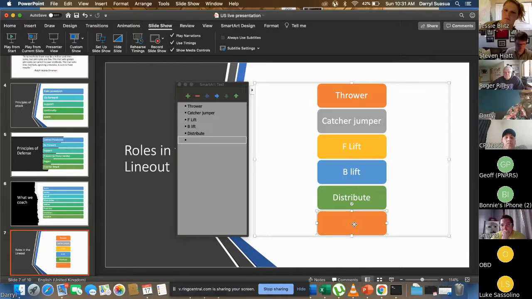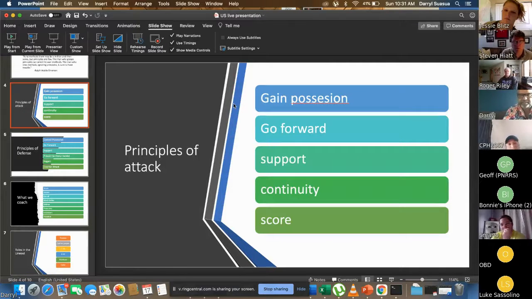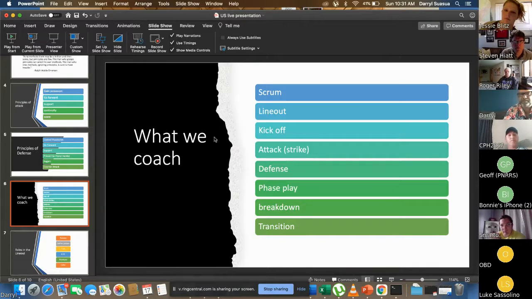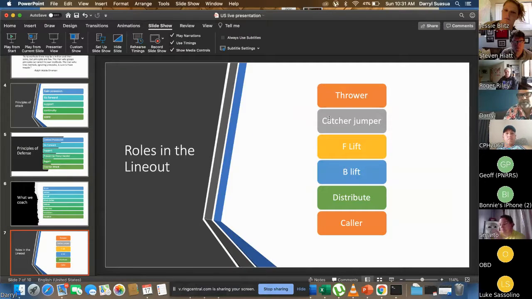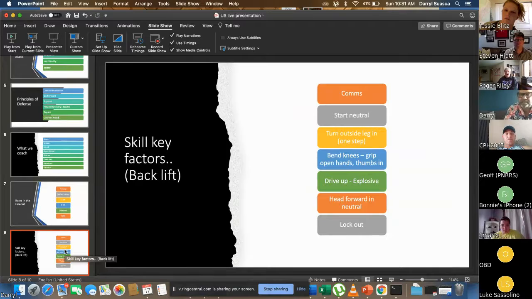And the last one I'll put here is the caller, so he's often quite important, okay? So if we're coaching our teams, I just want to have a look at this process here, and I'll just reiterate this. If we're looking at gaining possession as the principle we're focusing on, the part we coach in gaining possession is our line out. Now we're looking at our roles: our thrower, our catcher jumper, our front lifter, our back lifter, our distributor, and our caller.